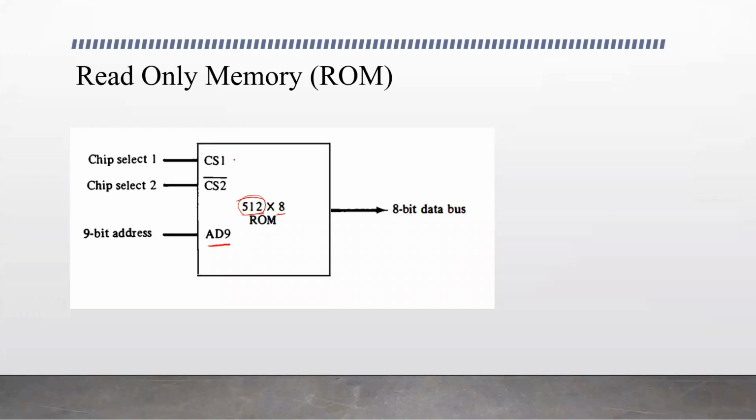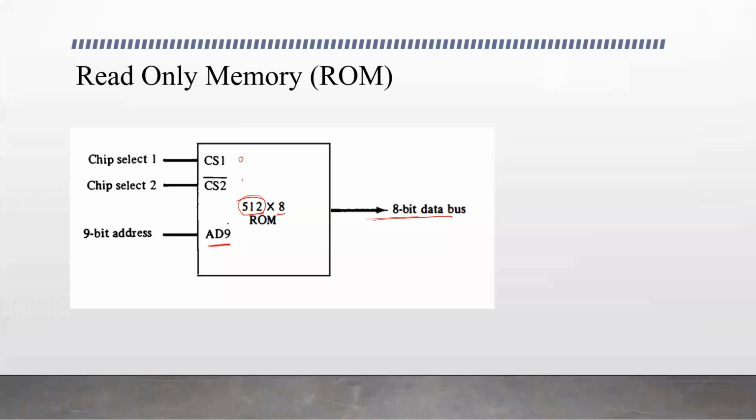And the chip selects we have here are the same as in RAM, CS1 and CS2, to select this particular ROM, depending on the value, 0, 1 or 1, 0. One particular combination of these selects this ROM chip. And we have an 8-bit data bus.